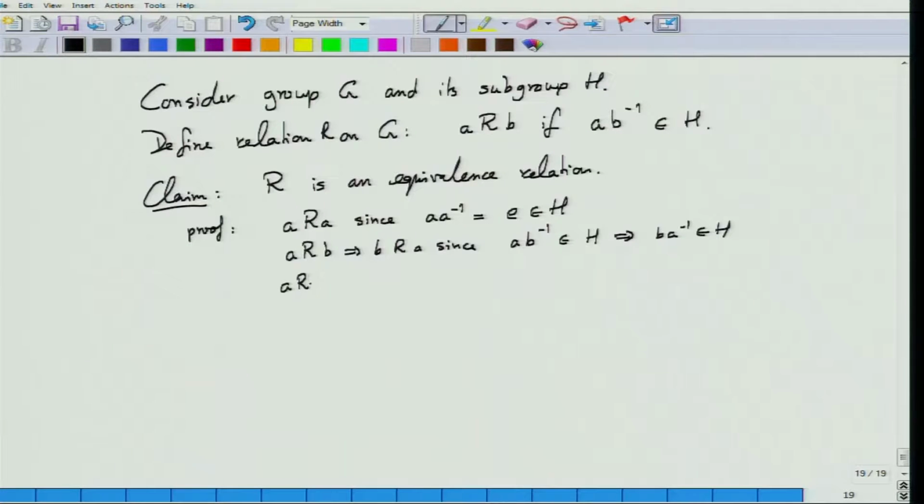And A related to B and B related to C implies A related to C, since A B inverse in H and B C inverse in H implies that the product, again because H is a subgroup, the product A C inverse is also in H.